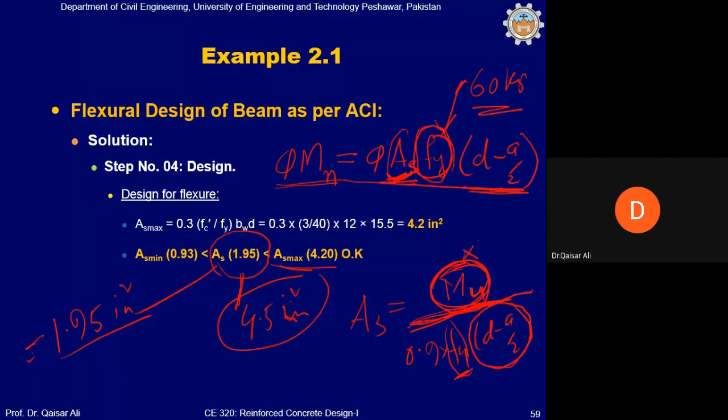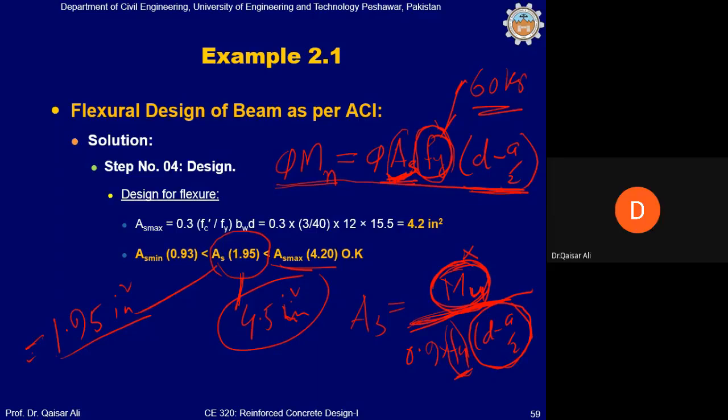Okay, now let's try number 6 bar. What is the area of steel of number 6 bar? Sir, 5 bars, number of bars. And the area is 0.44 square inch. 1.95 divided by 0.44 will give you 4.43 bars, which means 5 bars. Okay, now try number 7 bar. The area of steel of number 7 bar is 0.6 square inch. Yes sir, 4 bars, 3.25.